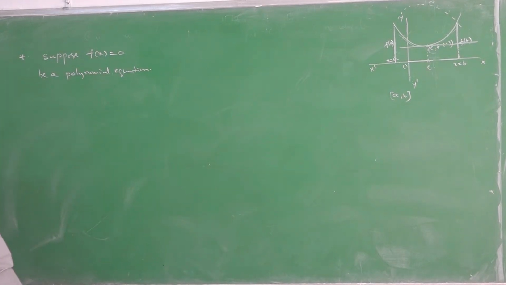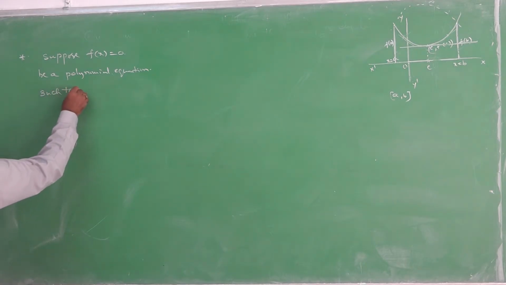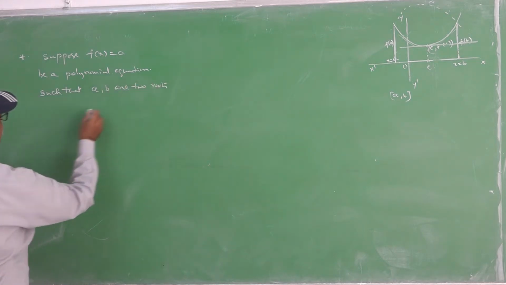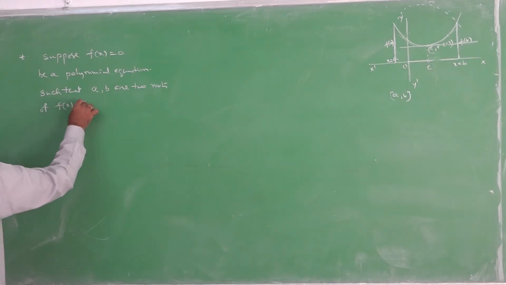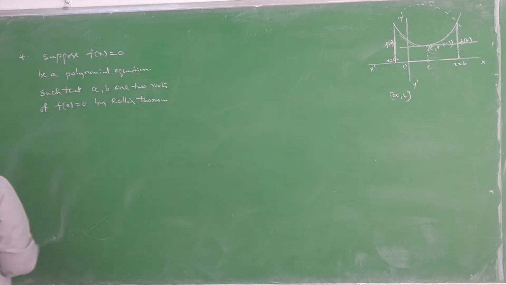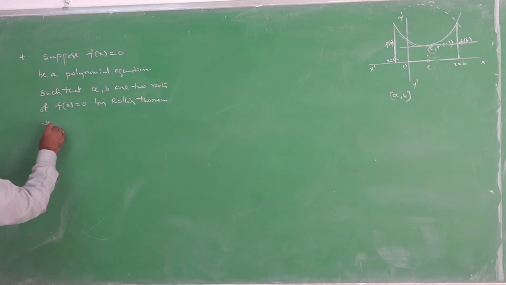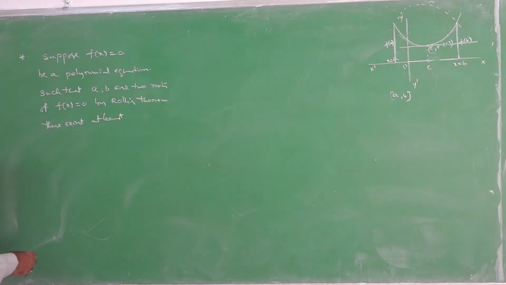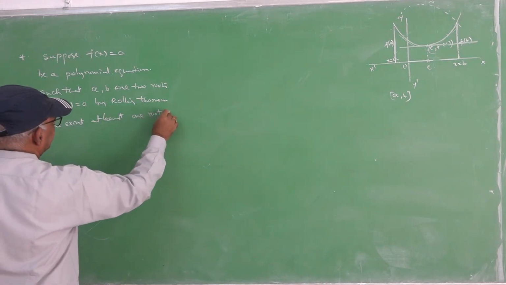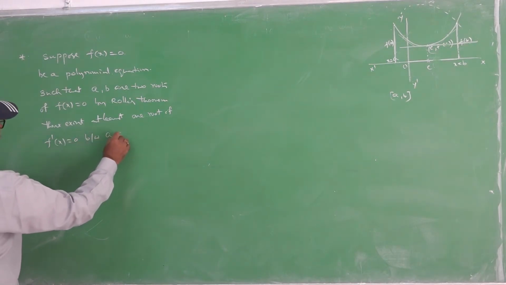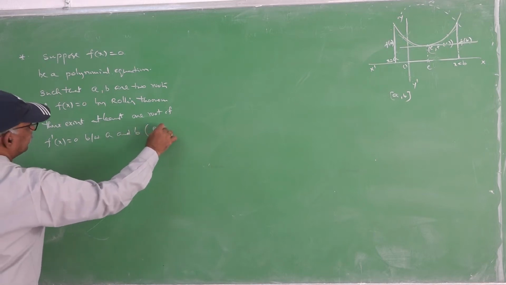So, suppose f x equal to 0 is a polynomial equation such that a, b are two roots of f x equal to 0. By Rolle's theorem, there exists at least, the word at least is important, at least one root of f dash x equal to 0 between a and b, by Rolle's theorem. Okay.